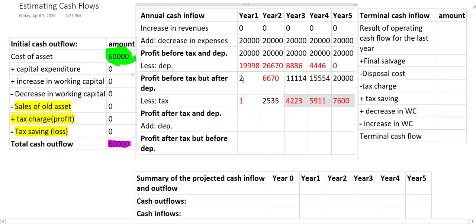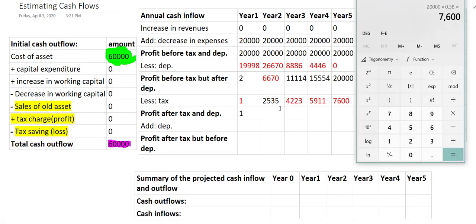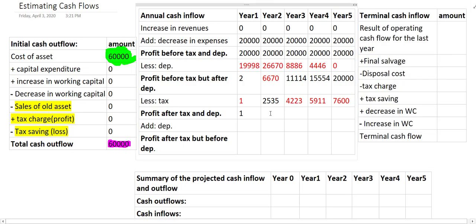Now let us find the difference. 1 minus 1, the result is 0. But regarding this one, this is positive and this is negative. How to calculate it? So calculate in this way. How much is the amount? 2,535. This is the positive that we collect back from the government, but there is still a loss. Minus how much? 6,670, which becomes equal to minus 4,135. As this is still negative, we have to show it with the negative sign, right?